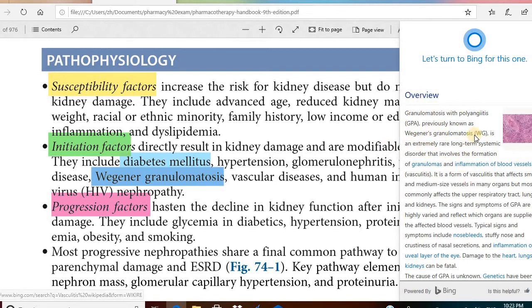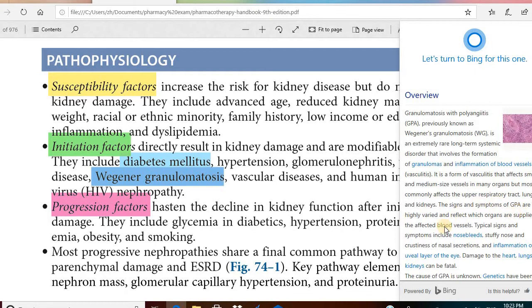So what is Wegener granulomatosis? Previously known as, now its name is granulomatosis with polyangiitis, an extremely rare long-term systemic disorder that involves the formation of granulomas and the inflammation of the blood vessels, which is called vasculitis. It is a form of vasculitis that affects the small and medium-sized vessels in many organs, but most commonly affects the upper respiratory tract, lungs, and the kidneys. So Wegener granulomatosis may be responsible for kidney damage.